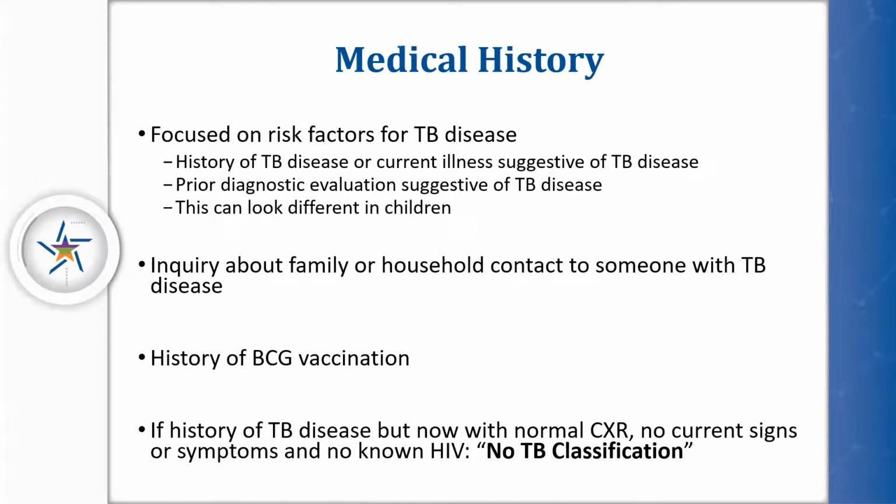The medical history is focused on risk factors for TB disease. So a history of TB disease, or whether there are current illnesses suggestive of TB disease, a cough lasting longer than 3 months, specifically a long-lasting productive cough, fevers, chills, night sweats, the symptoms of ongoing chronic disease, or having some prior evaluation suggestive of TB.